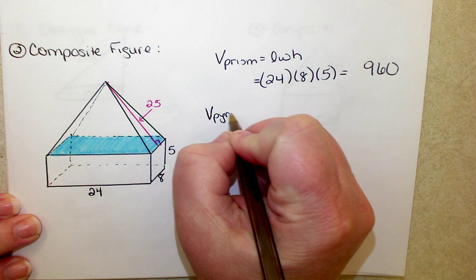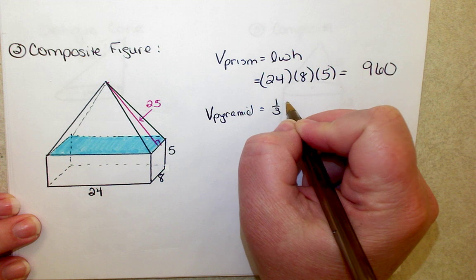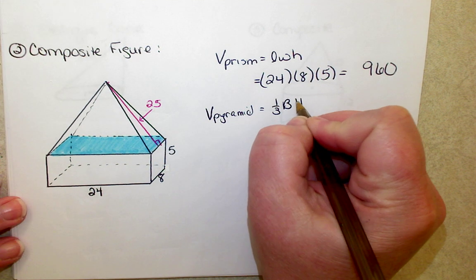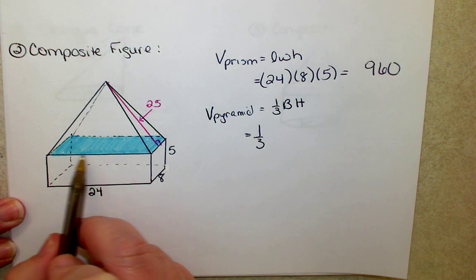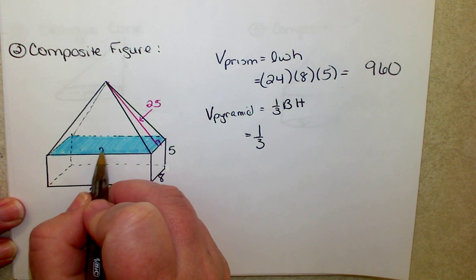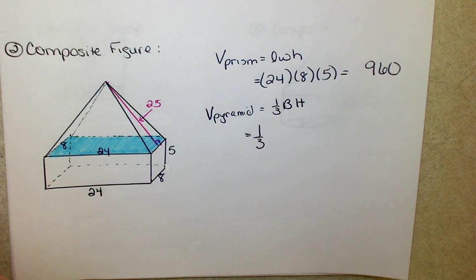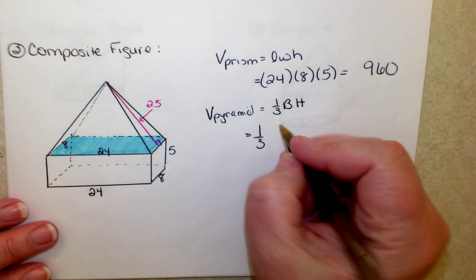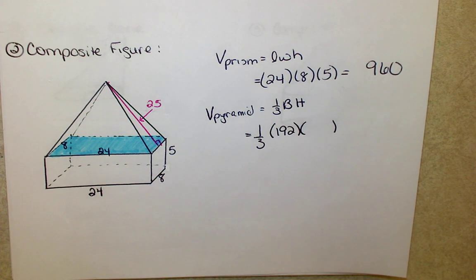For the volume of the pyramid, I'm going to do 1/3 the area of the base times the height. So here we'll say 1/3. All right, my base is a rectangle. That's a 24 by 8. So 8 times 24 gives us 192. But if you notice, I don't have the height of my pyramid. So I've got to figure that out.